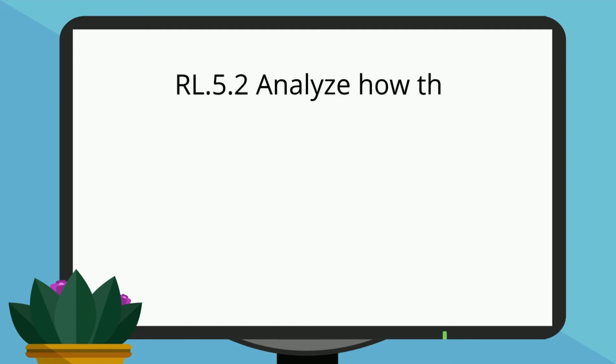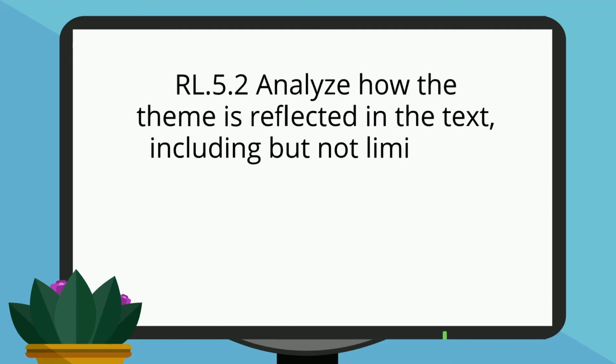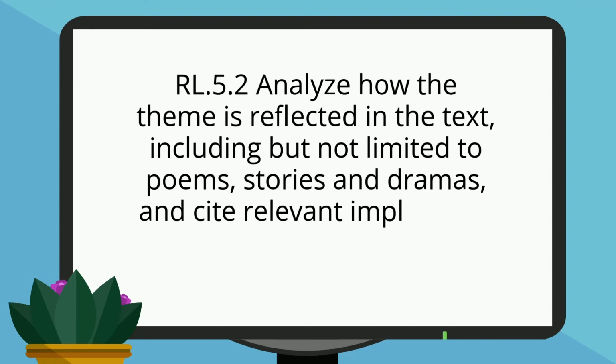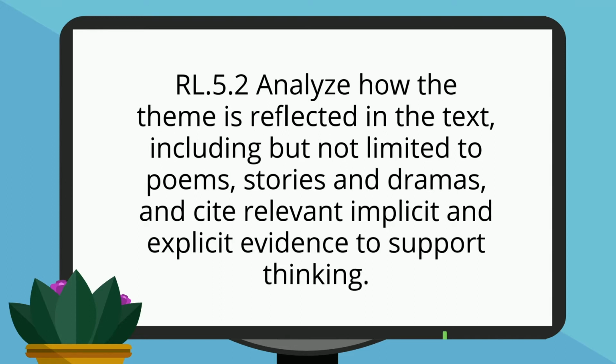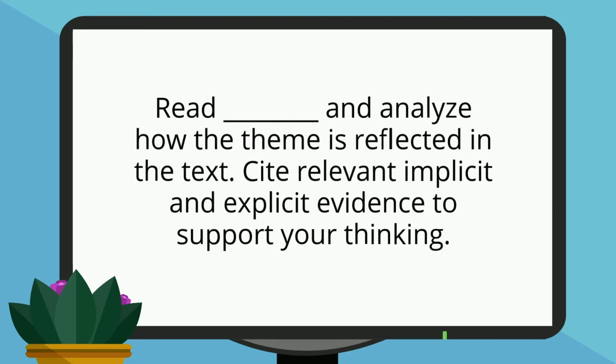Consider the following 5th grade ELA reading standard, RL.5.2. Analyze how the theme is reflected in the text, including but not limited to poems, stories, and dramas, and cite relevant implicit and explicit evidence to support thinking. A task based on this standard might be: read and analyze how the theme is reflected in the text. Cite relevant implicit and explicit evidence to support your thinking.